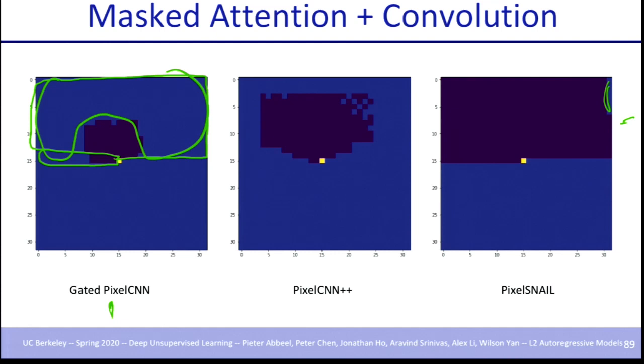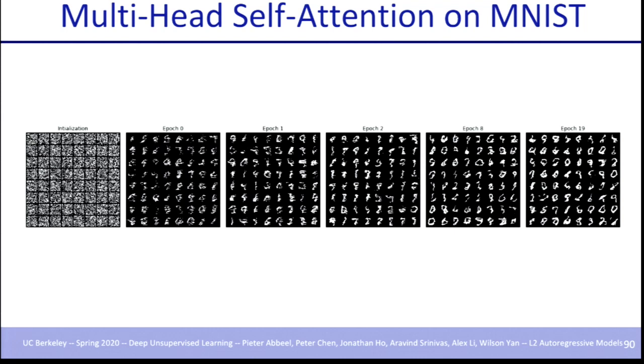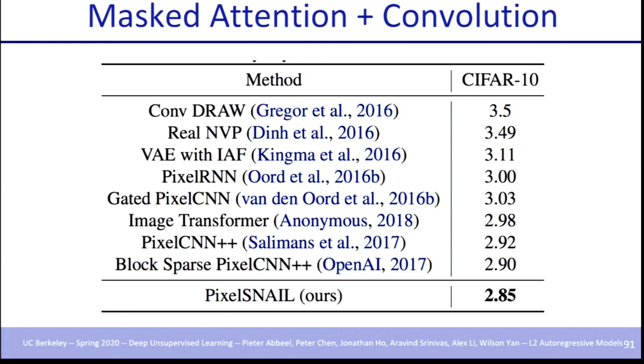Okay, when we do this, we can run this on MNIST. Here are the results. It gives nice samples. We can also evaluate this on CIFAR, and we see the number of bits per dim is actually better than what was possible before. So yet an improvement upon state of the art.